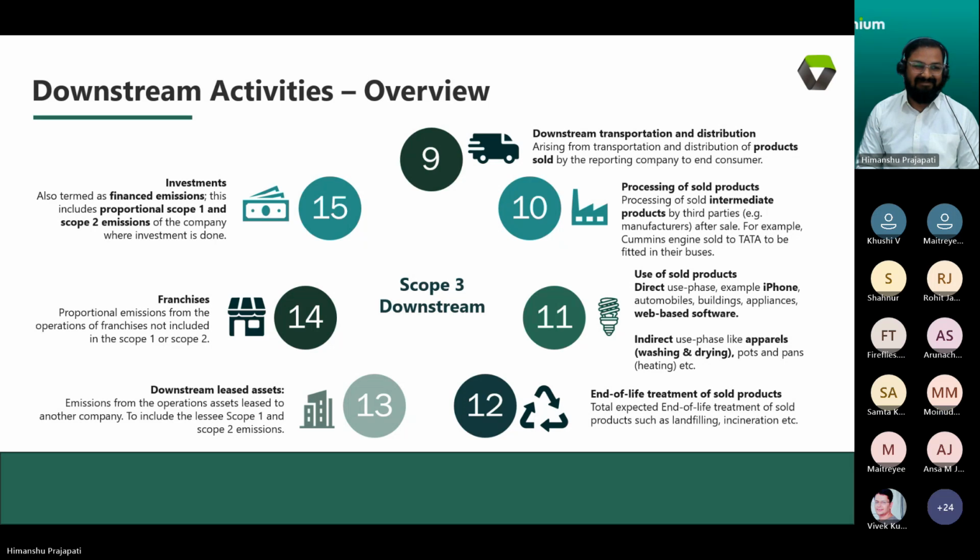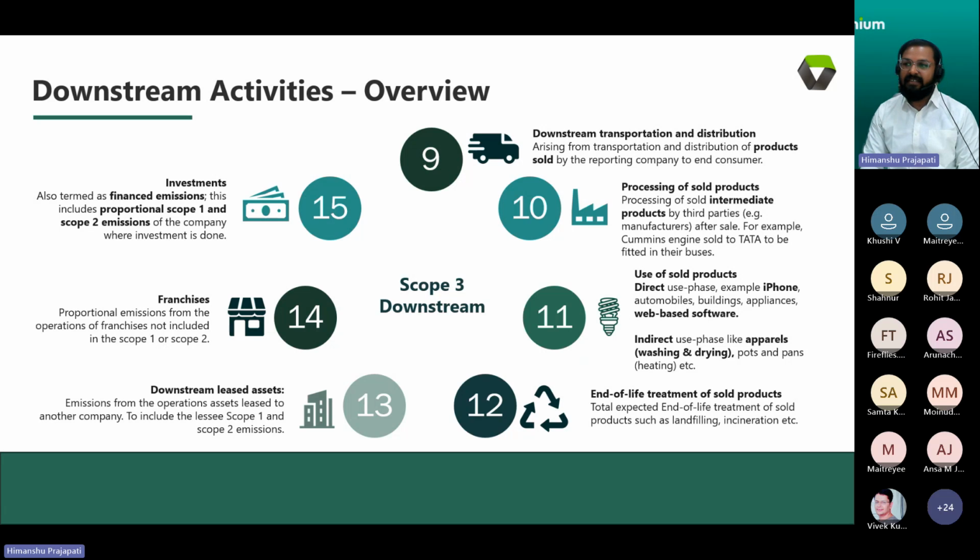Okay. Just for example, the example you have taken, this Cummins engine sold to Tata, correct? Cummins is selling their engine to Tata, so it is upstream for Cummins, correct? No, it's not upstream for Cummins. The engine manufacturing is definitely scope 1 for Cummins. I'm talking about the scope 3 of Cummins while transporting this engine to Tata.